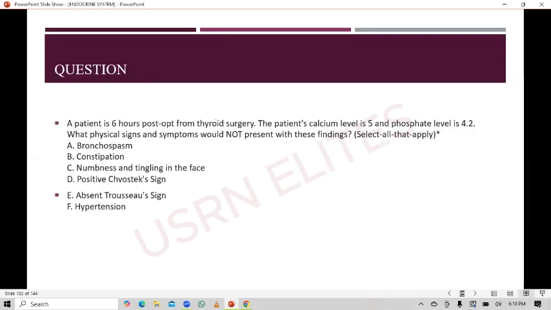So the next question: a patient is 6 hours post-op from thyroid surgery, so that is thyroidectomy. The patient's calcium level is 5 and phosphate level is 4.2. Please take note: what physical signs would not be present with these findings? So the options are there. Focus is on would not.